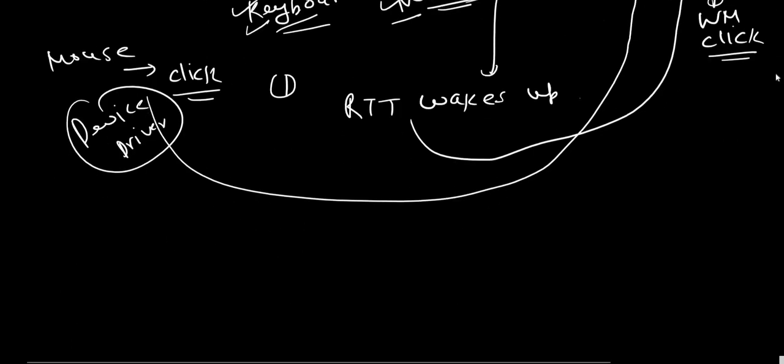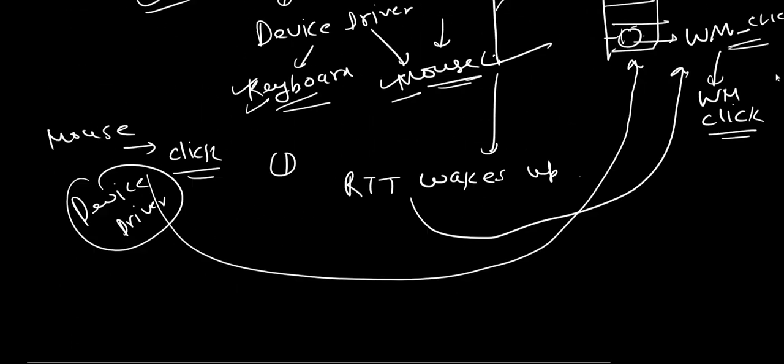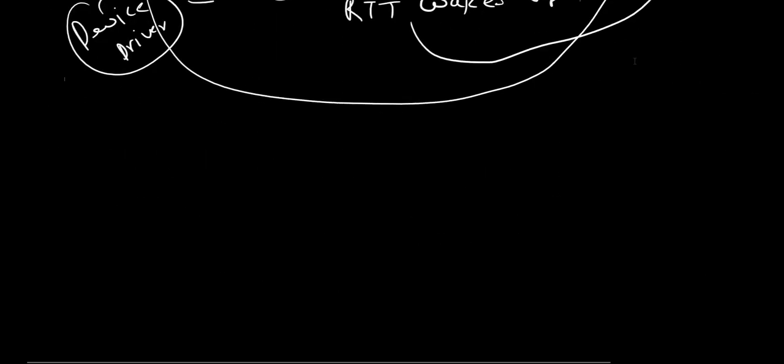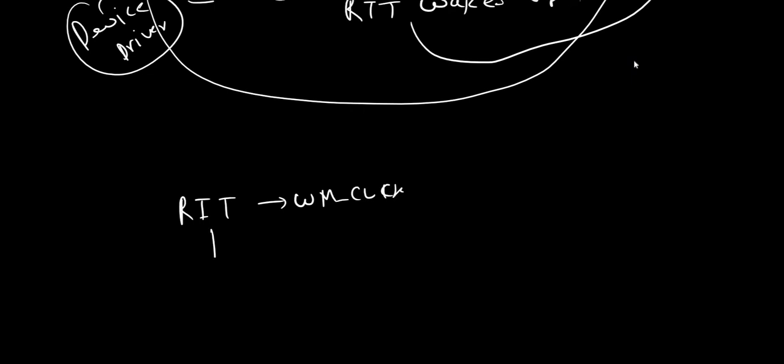Okay, now what happens? As soon as you put the value in this system hardware input queue, this RIT knows that there is a WM click message. This RIT will check which window is under the mouse cursor.